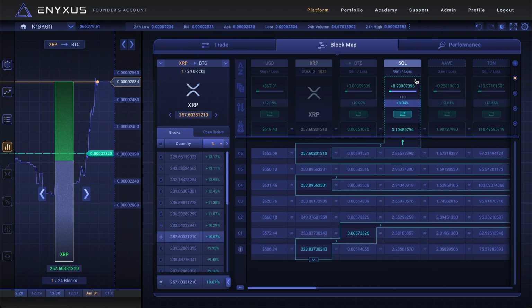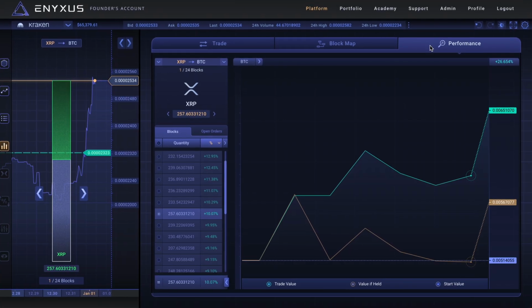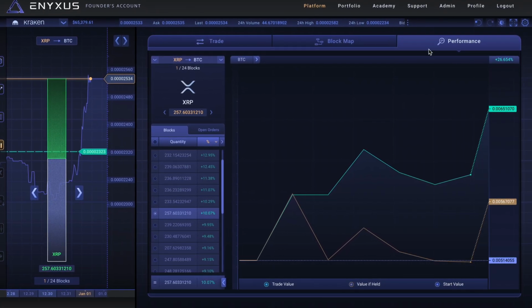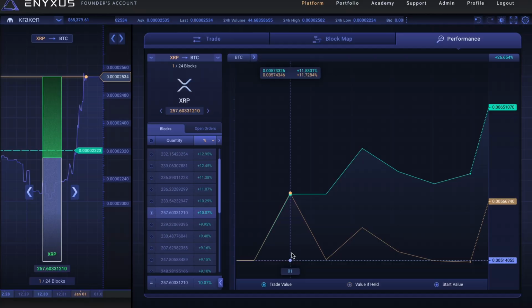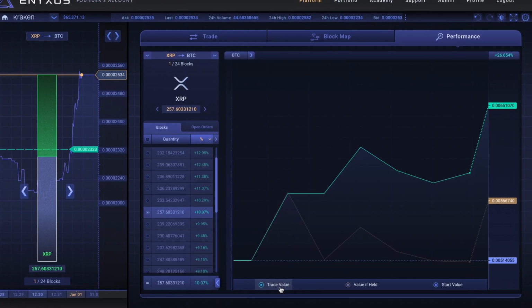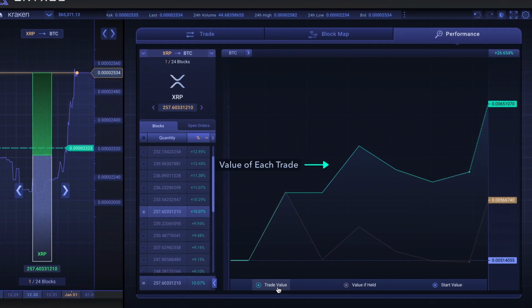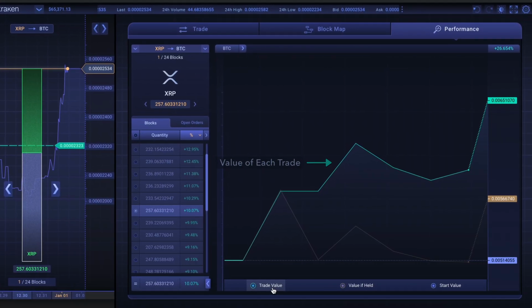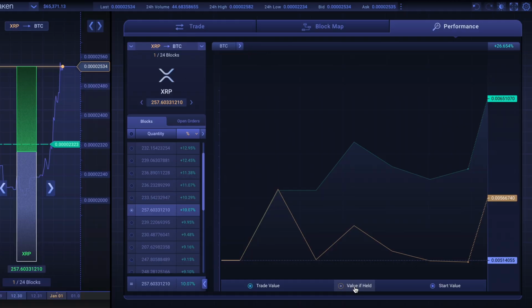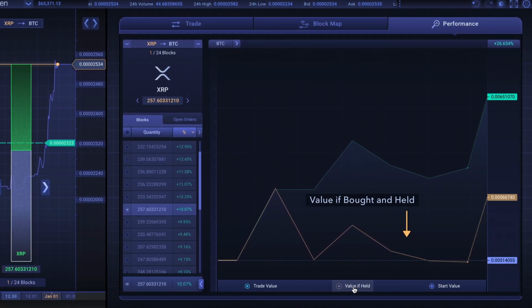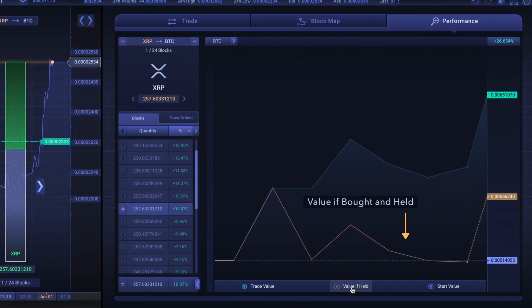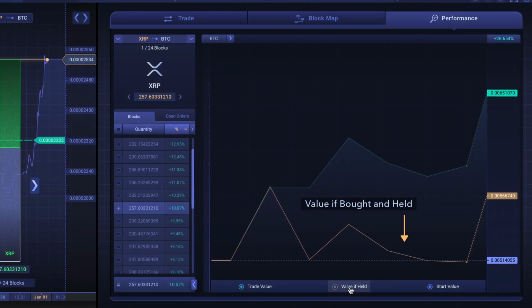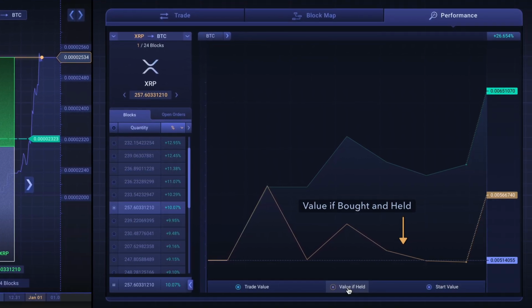We can also navigate to the Performance tab to view each block's trade history presented in a detailed graph. Here we will find the trade value graph represented in green that shows what the equivalent BTC value was at the time of each trade. The value if held line, represented in orange, shows what the BTC value of each trade would have been had we simply just bought and held XRP.